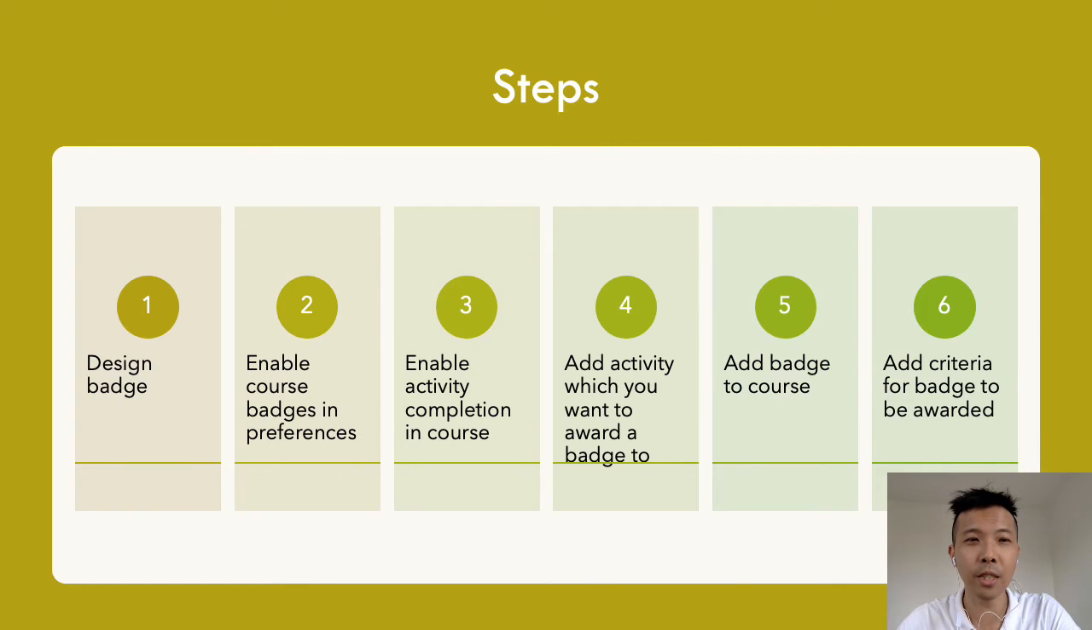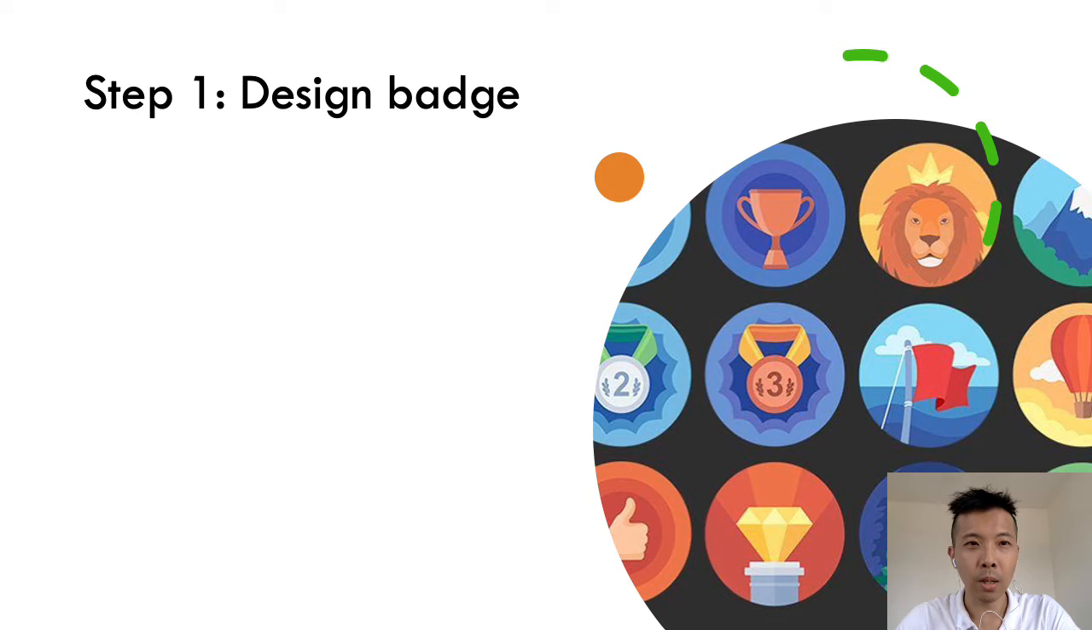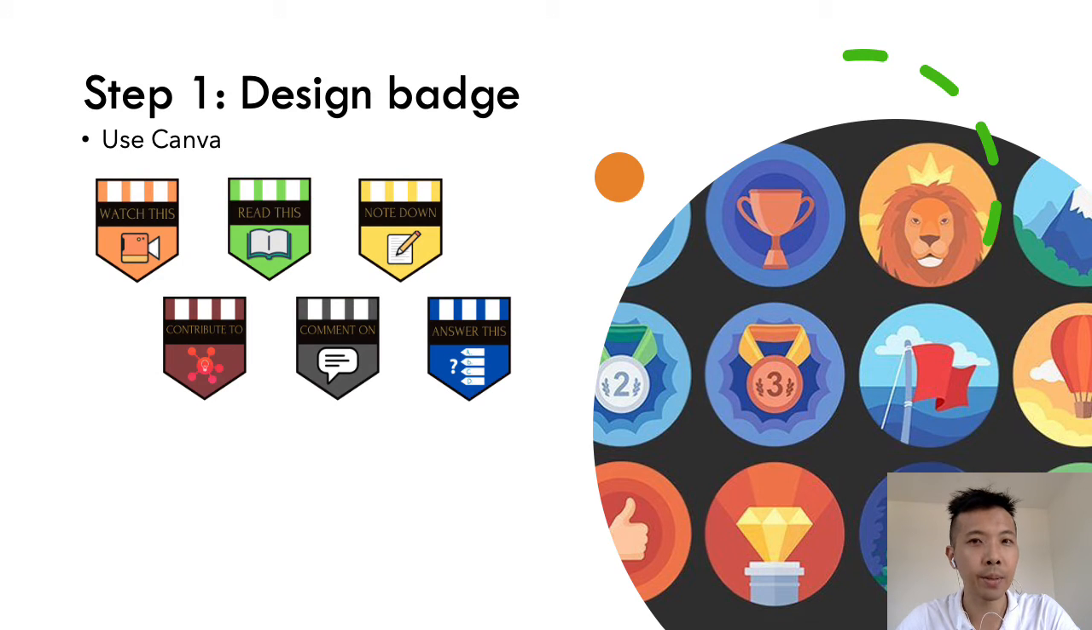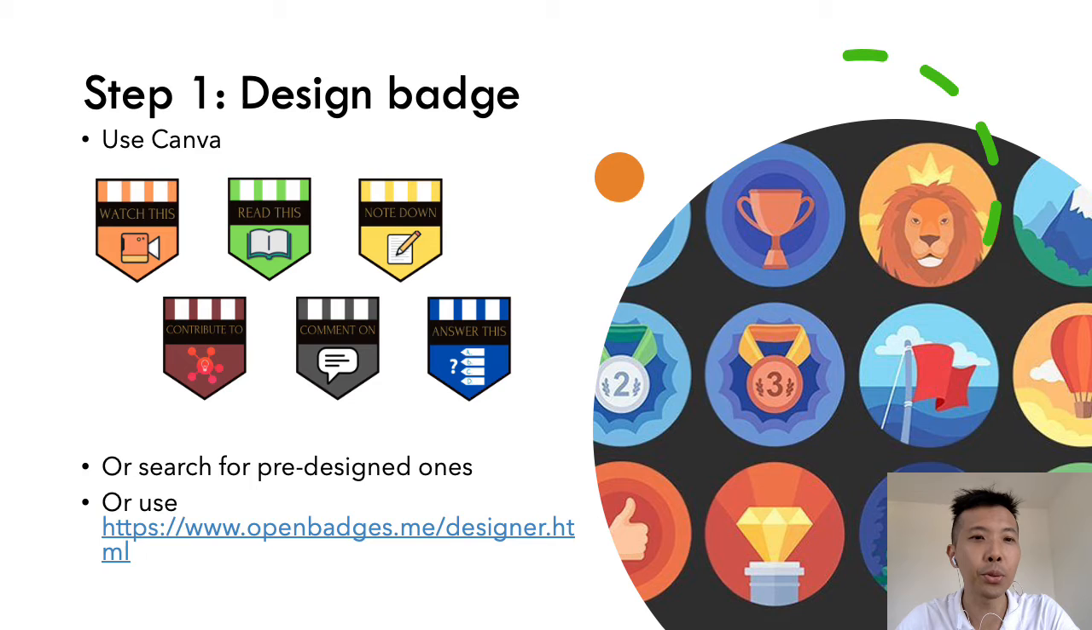Let's go to our first step, designing the badge. There are 3 different ways you can use to design the badge. You can use Canva, which is a website for which you can have a free account and design badges like this. The second way is to search for pre-designed ones on the web. And the third one is to use this link over here, for which you can have some flexibility in designing your badge. It is also created by Open Badges.